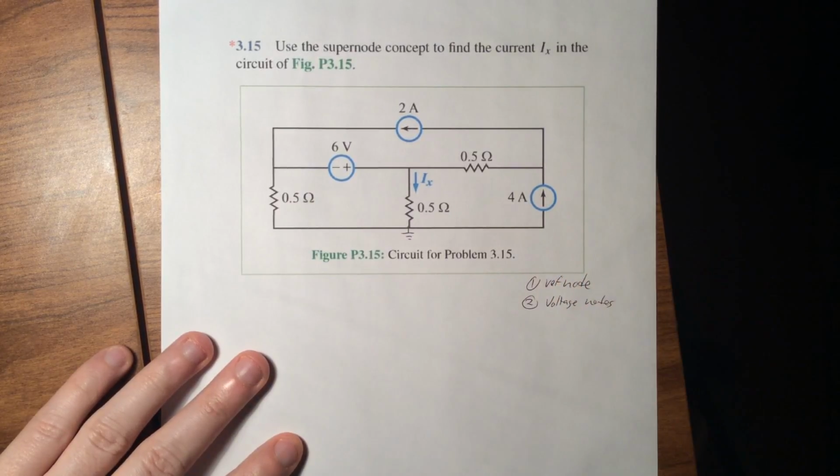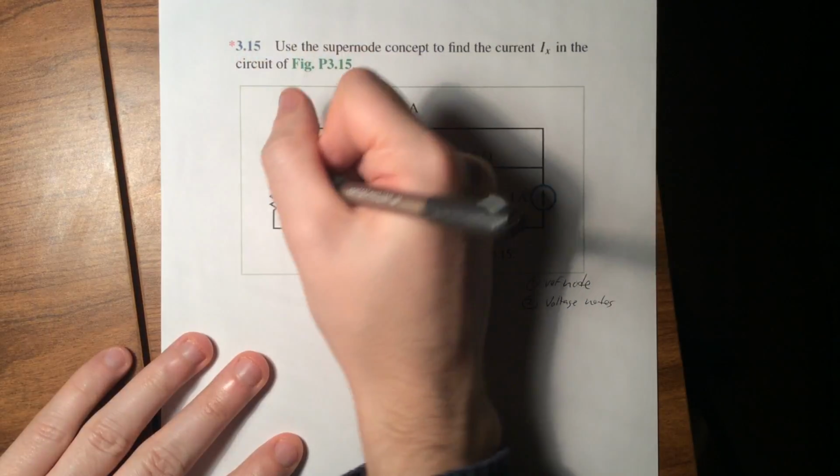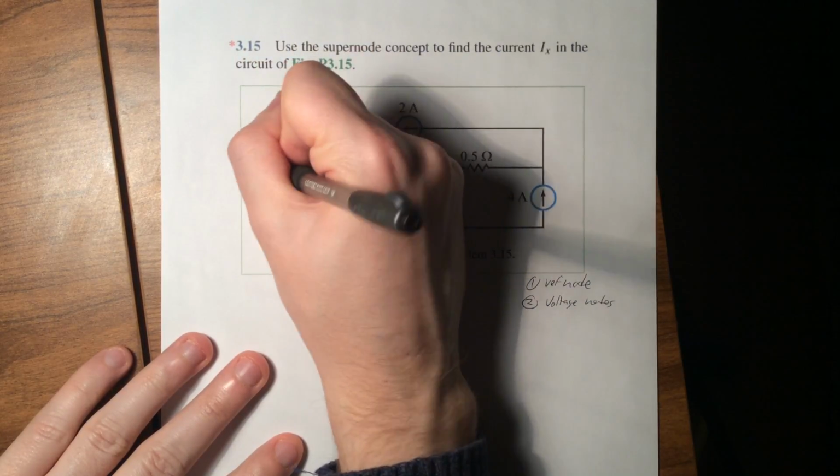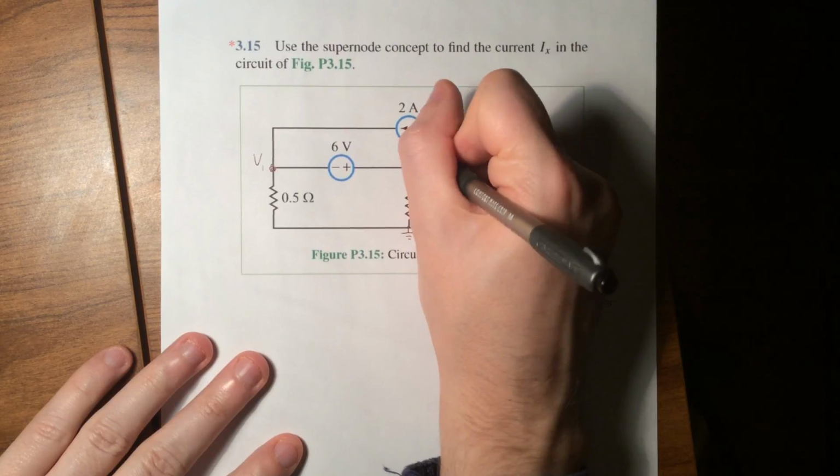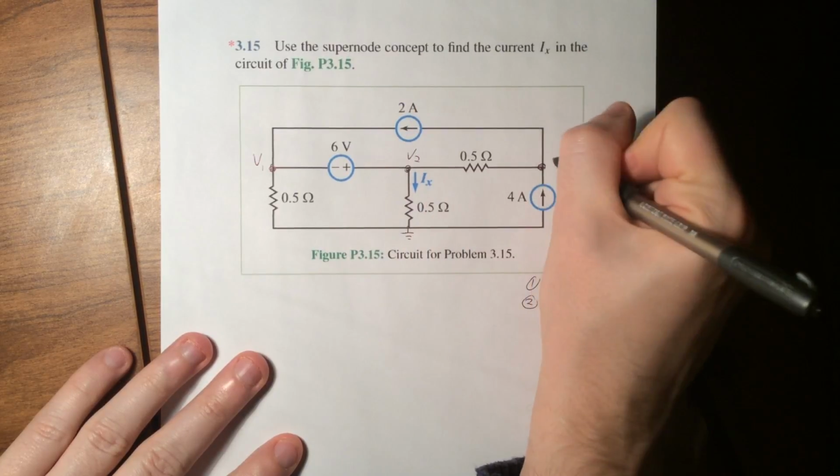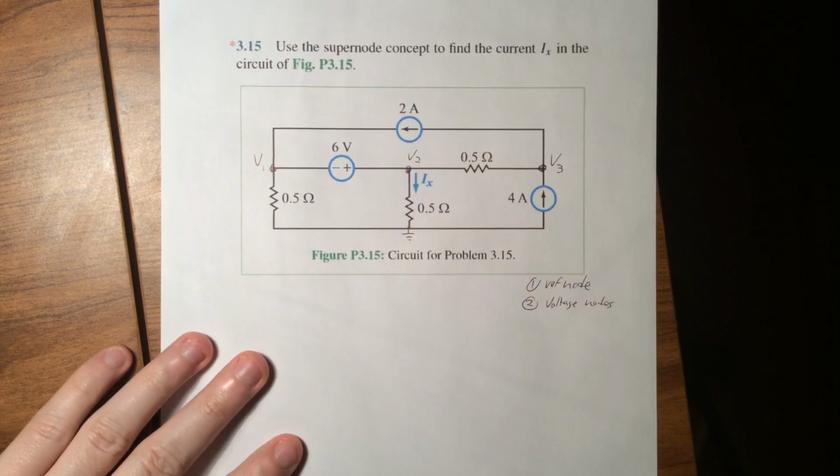Step two, voltage nodes. Let's identify all of our nodes here. We're going to get V1, V2, V3. All right, let's see what else.